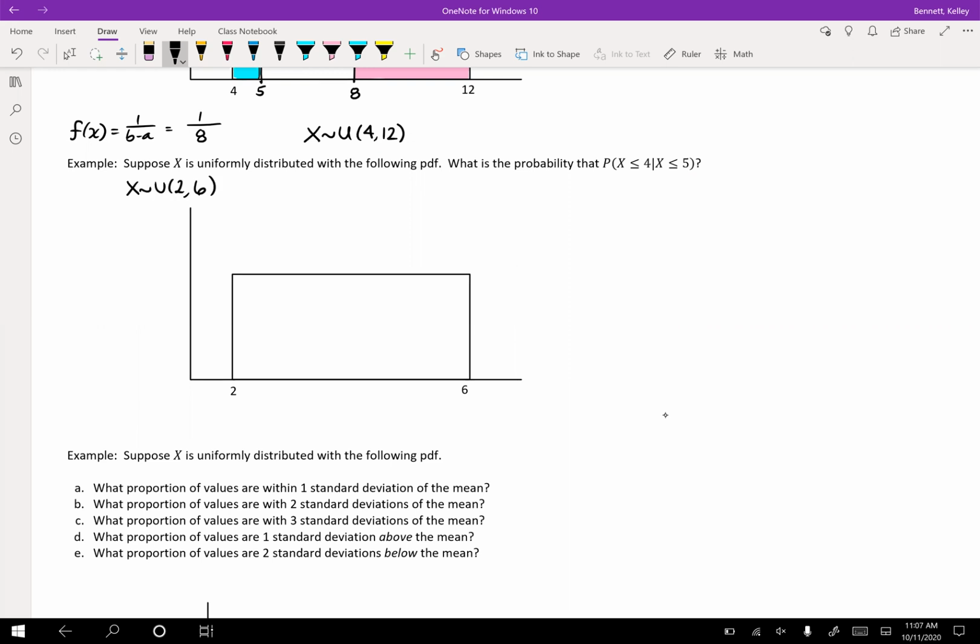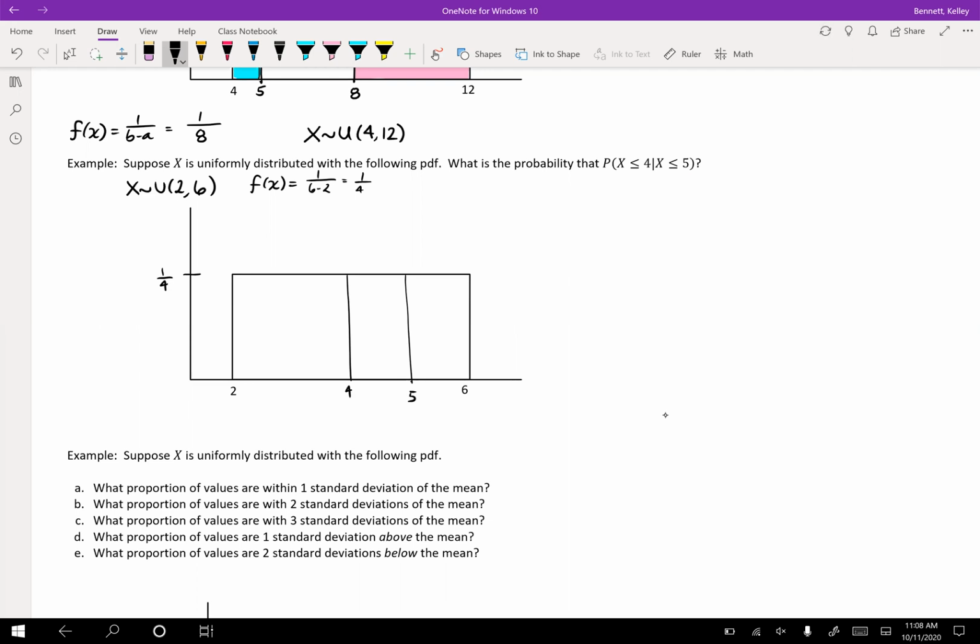So notice that this is going to be one-fourth, or you could write 0.25. So now I want to look at the probability that x is less than 4, given that it's less than 5. So 4 is here, 5 is here.